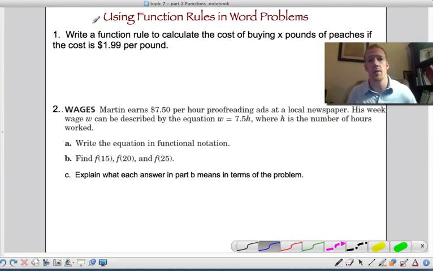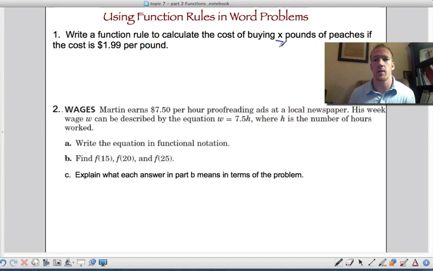Alright guys, so now we're doing word problems. I like to just call them applications. Word problems sound scary, but they're not really any harder than the regular problems that we do. We're just applying them to something. So, we want to write a function rule to calculate the cost of buying x pounds of peaches if it costs $1.99 per pound. See that word per?